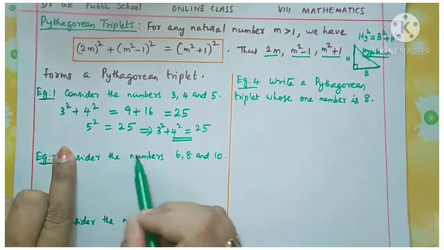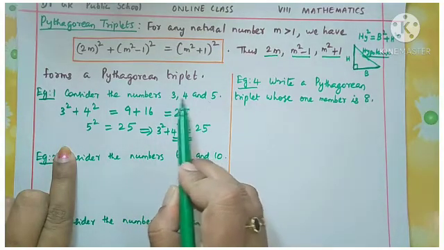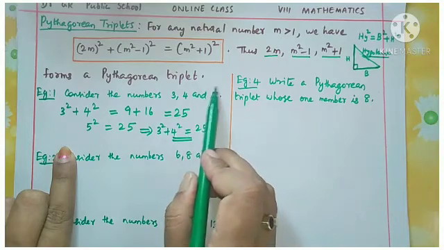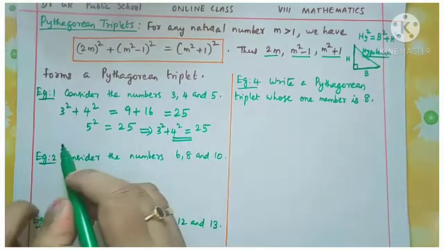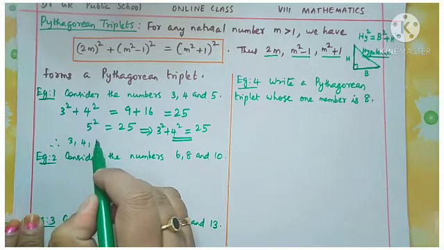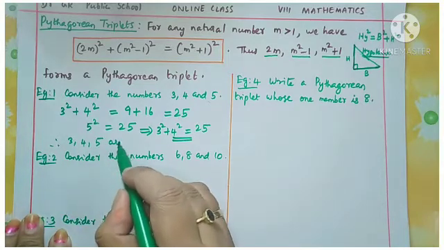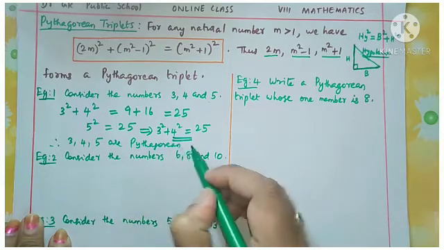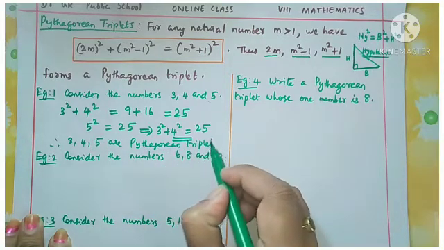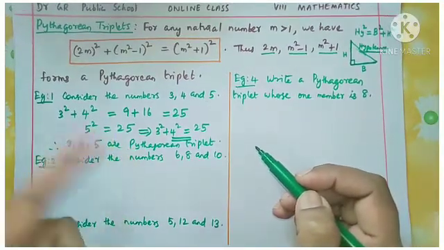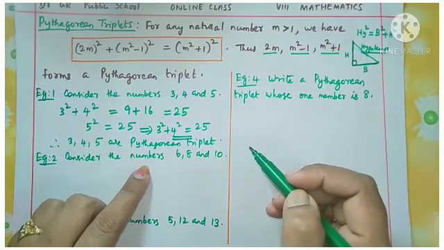Understand? So when you add the squares of the two smaller numbers, we get the square of the biggest number. So therefore what we can say? This 3, 4 and 5 are a Pythagorean triplet. Understand? So this was one small example to make you understand Pythagorean triplet.